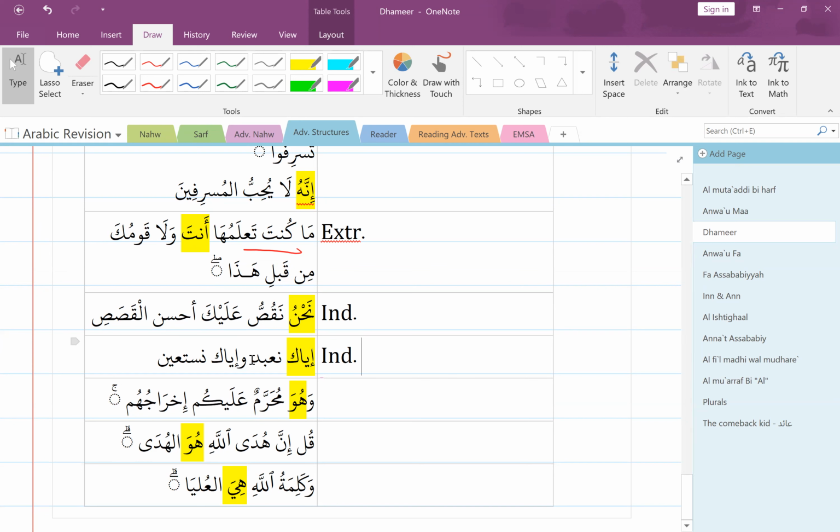So the maf'ul bihi was here, right? It was na'buduka, nasta'inuka. That was the initial sentence. But we want to make this ka special. We want to give it some special status. It's still the maf'ul bihi, but we want to give it some takhsis, ikhtisas. So we remove it, and when we remove it, now it just can't be na'budu.